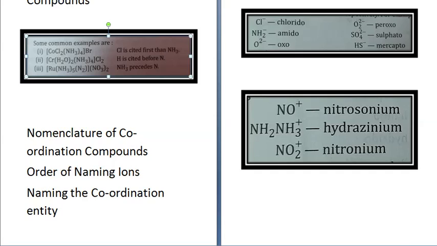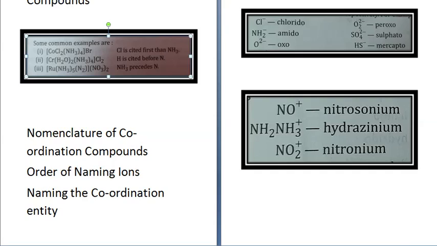For non-ionic or neutral complexes, for example [Co(NH3)3Cl3], the name of the complex is written in one word: triamminetrichloridocobalt, and within brackets in Roman figures you will write 3.